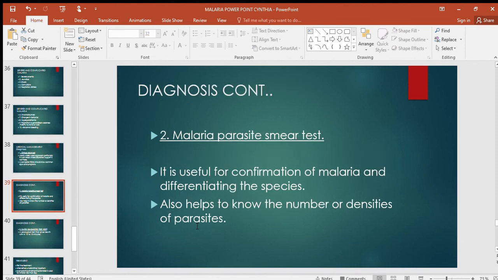So the other test which can be done is a malaria parasite smear test, which is an MPS. So this is done in a facility where there is a laboratory. So a thick or thin smear will be taken from the patient and taken to the laboratory where they are able to examine it. It is useful for confirmation of malaria and differentiating the species. Also helps to know the number or densities of parasites. So this is the confirmatory test which is going to be done, and it will confirm that this patient has got this type of malaria and how many parasites they have.